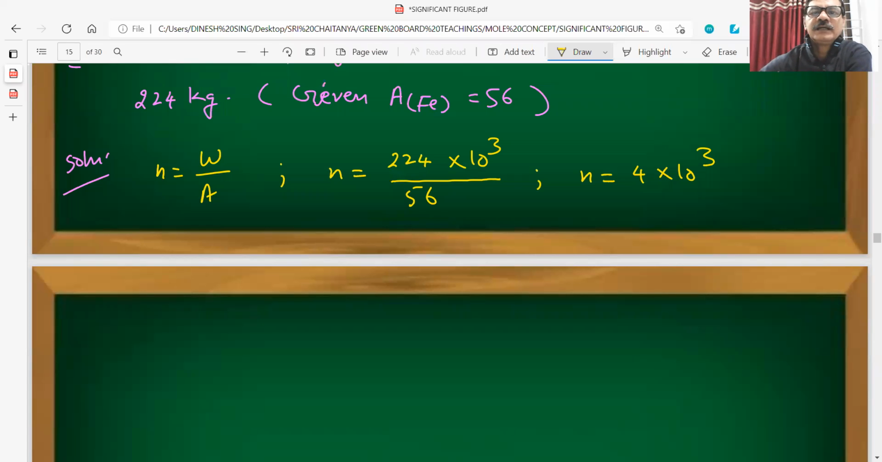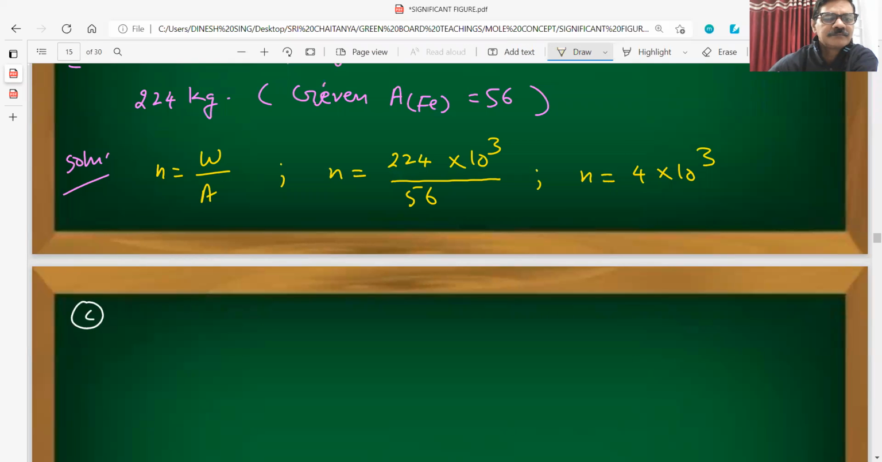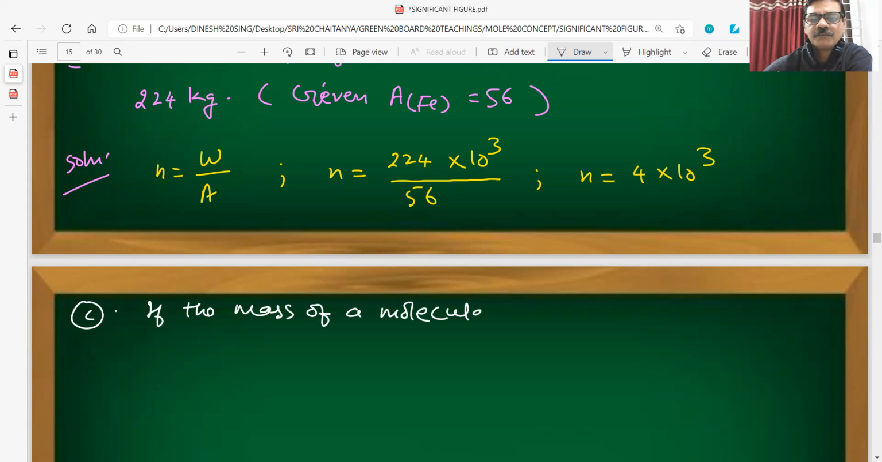Again, we can see another, third condition. The third condition is: if the mass of a molecular substance is given.